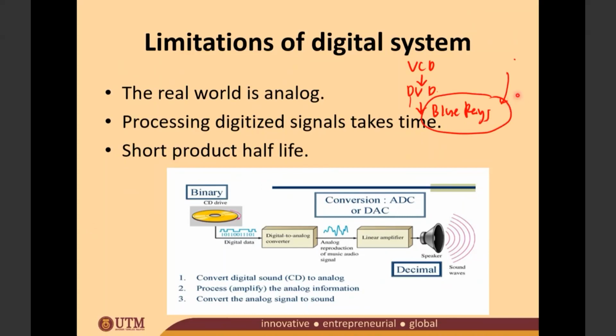So what happened here? This Blu-ray cannot be played on the DVD and VCD player. So what happened here is you need to buy a Blu-ray player after that. So you need to replace it again in order to watch a movie. This is what we call a short product half-life.